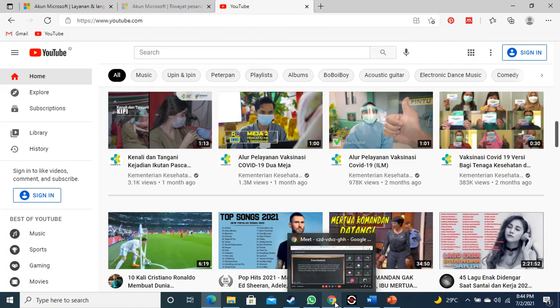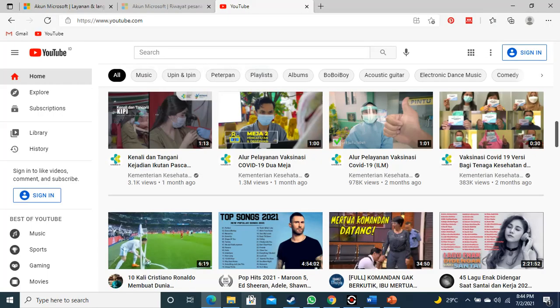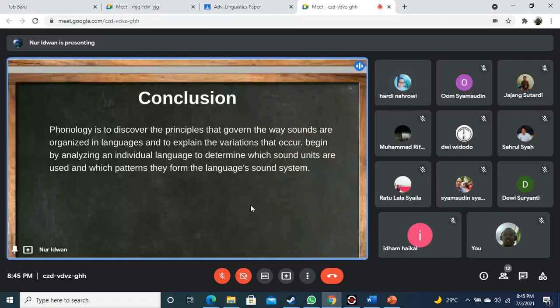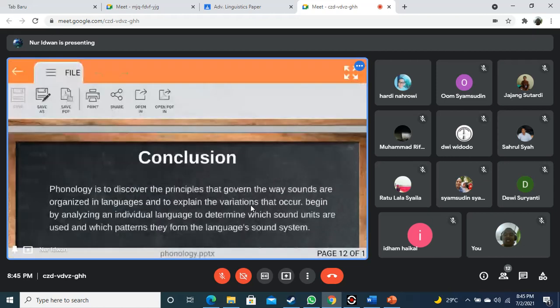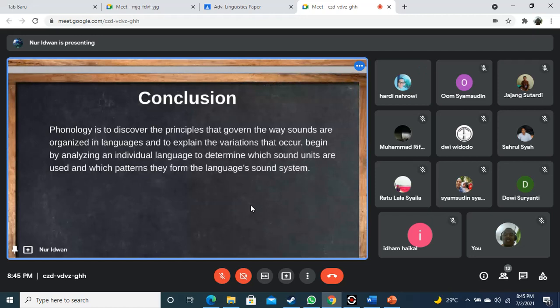Conclusion: the aim of phonology is to discover the principles that govern the way sounds are organized in language and to explain the variations that occur. We begin by analyzing an individual language to determine which sound units are used and which patterns they form, the language's sound system.